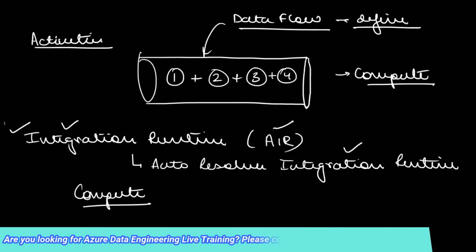All right. And it's very simple to understand. To process the data, I need some processing power. So where am I going to get this processing power from? I'm going to get it from the integration runtime. All right. Because, and this is pretty different from other services.